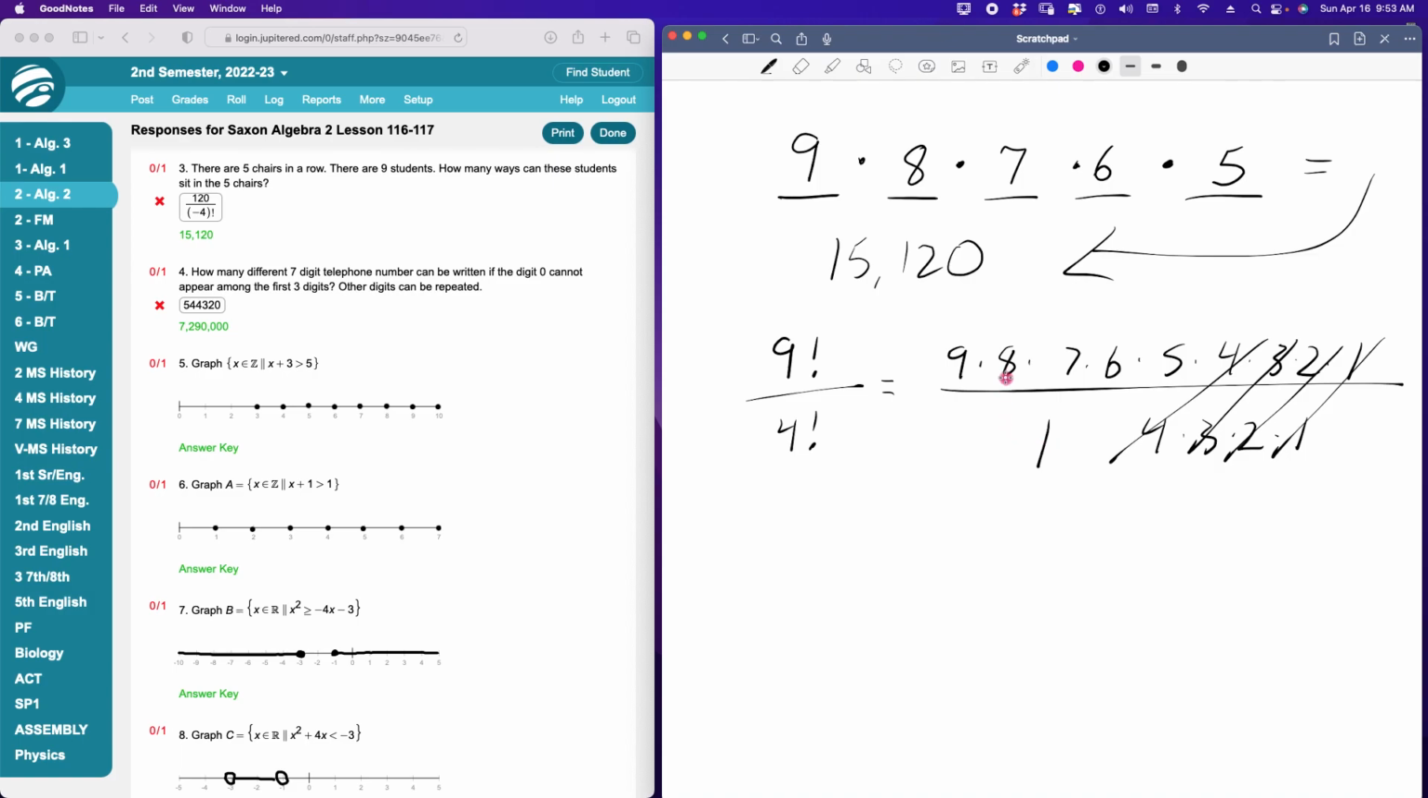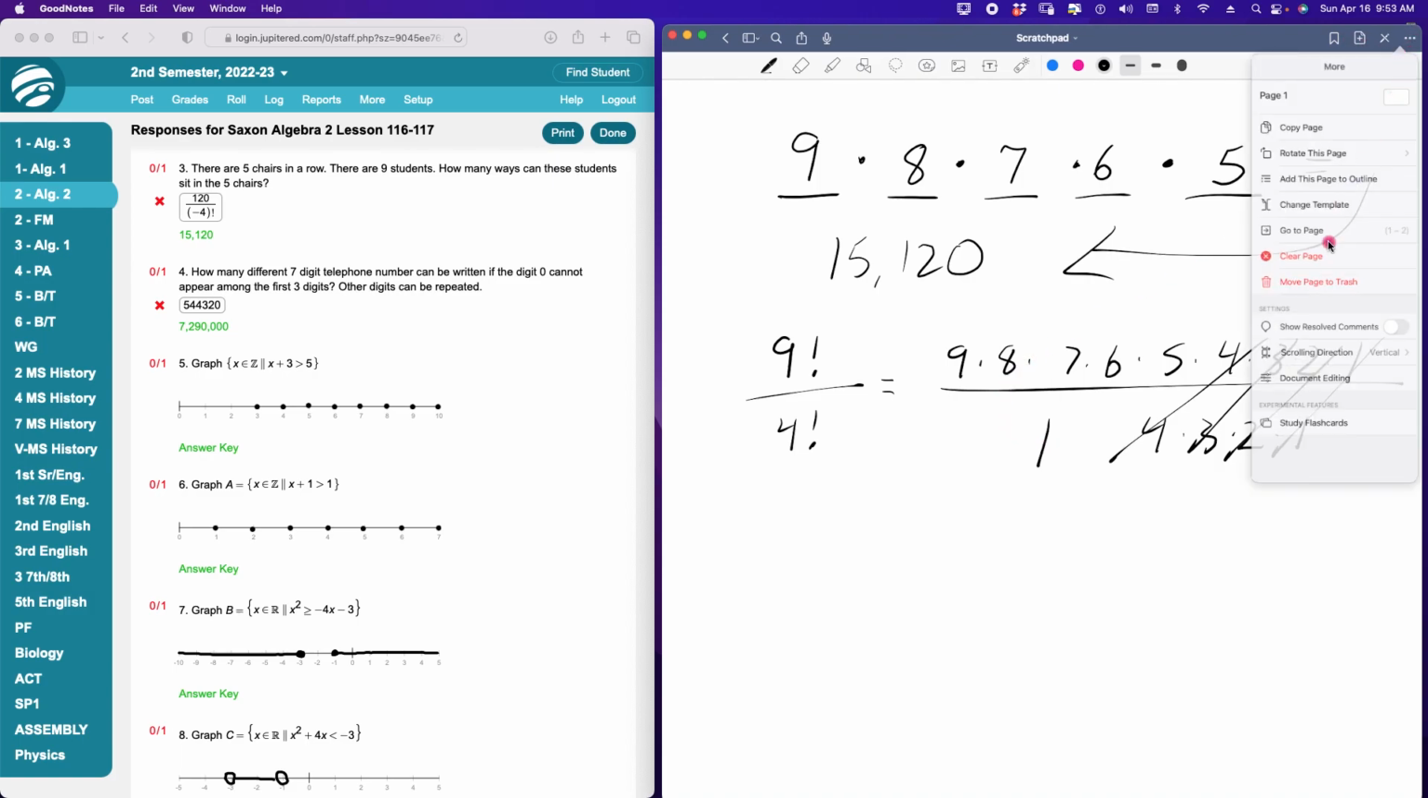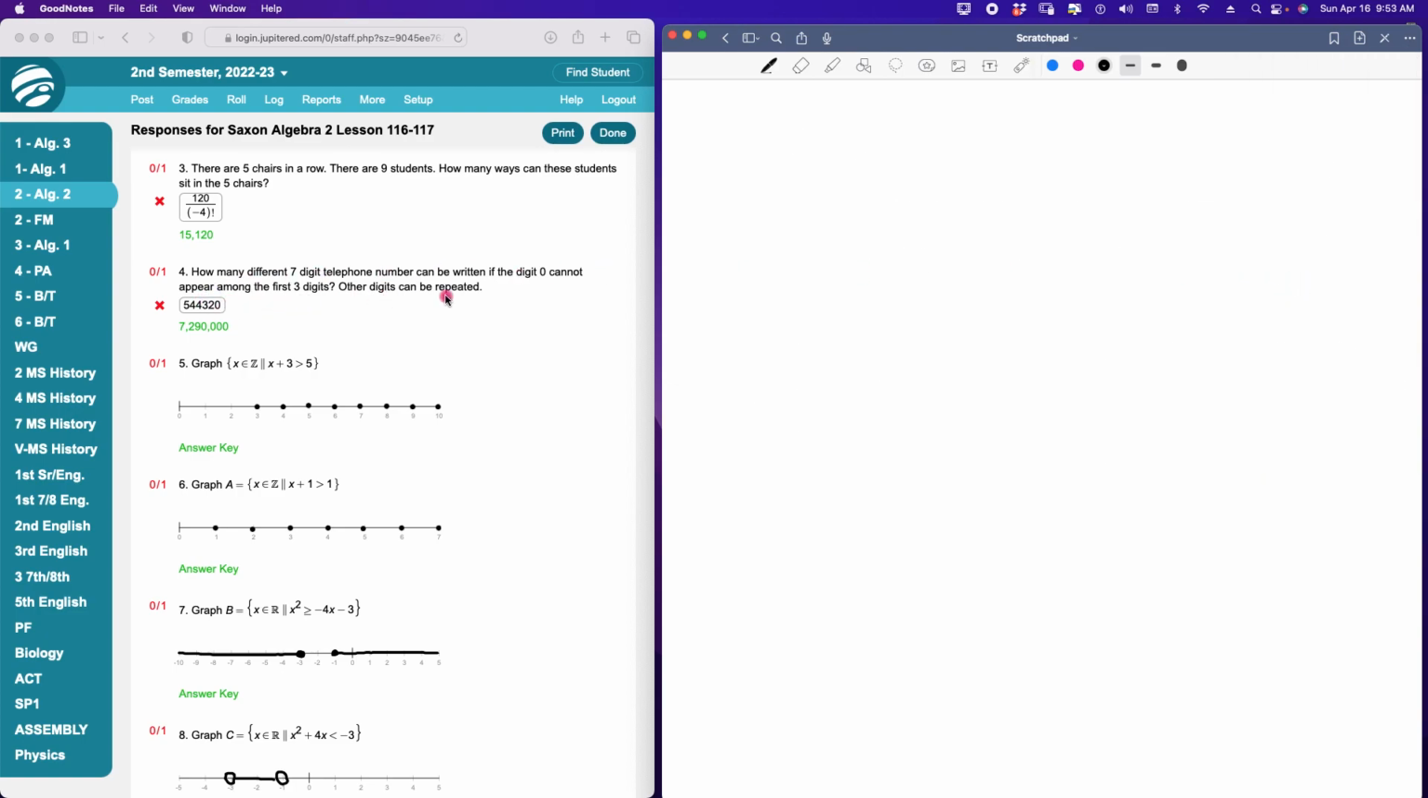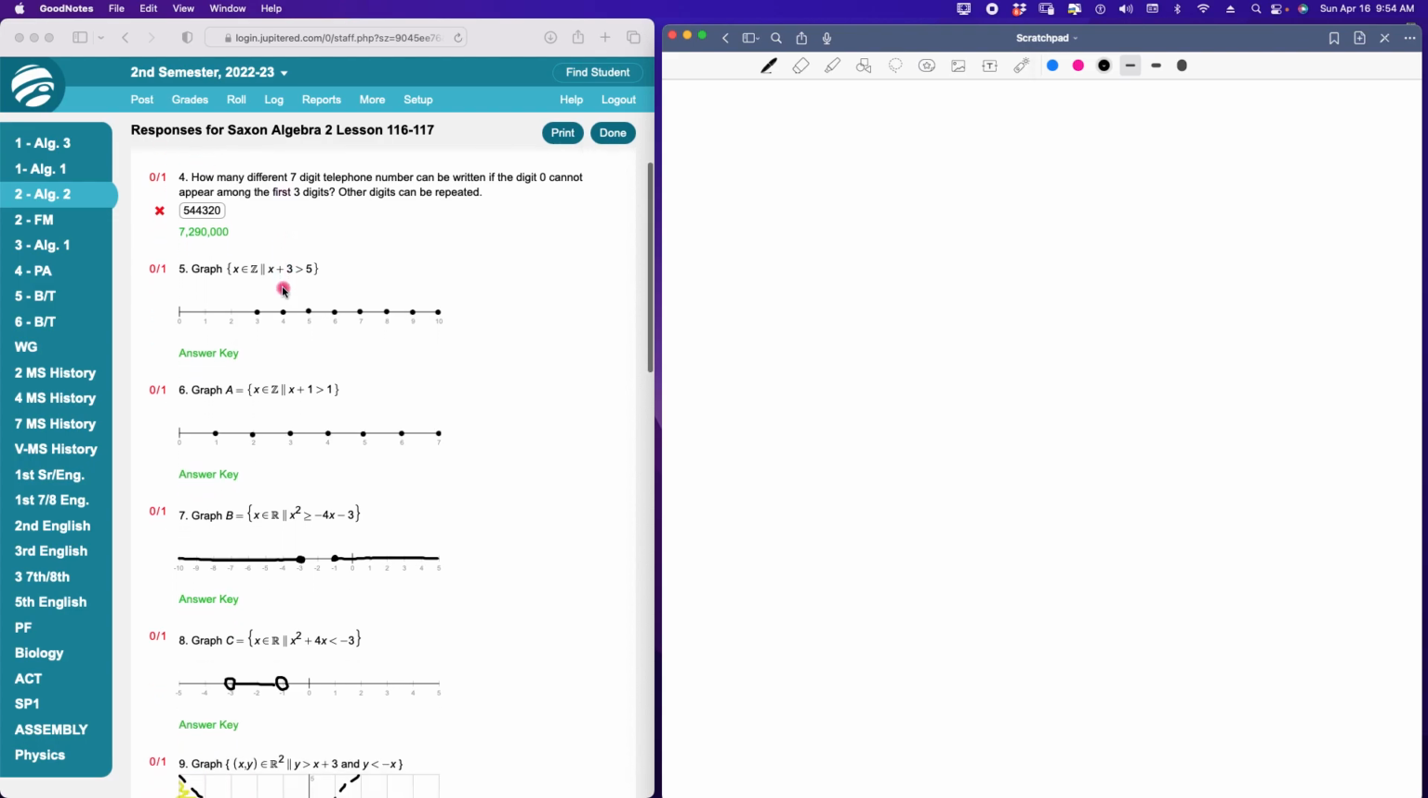Same answer. All right, let's look at the telephone digits question. So this one is a little bit different because we have 10 digits, right? 7-digit phone number, 1, 2, 3, 4, 5, 6, 7. But in the first 3 digits, we can't use 0. So that means instead of having 10 digits available, we only have 9 digits, and they can be repeated. So 9 and 9 here. But now in the next 4, we can use all 10 digits however we want to. And because we can repeat them, we don't drop any.